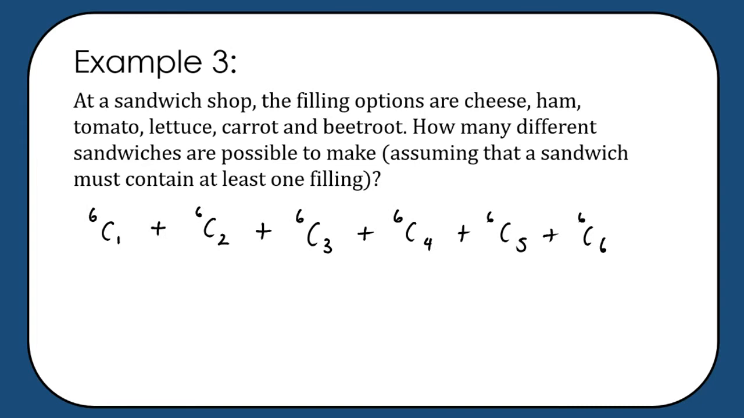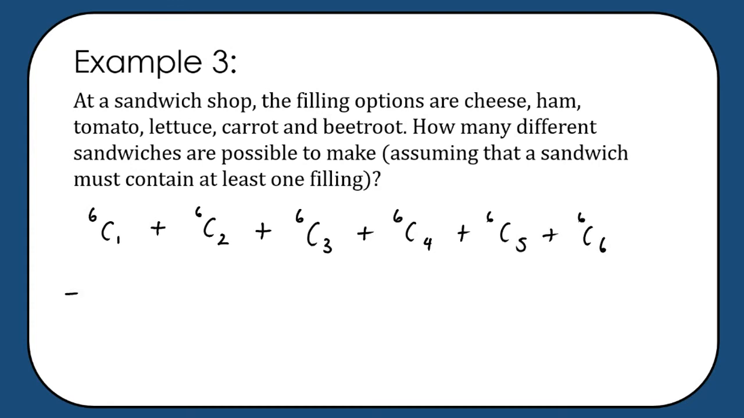So we know that this is a selection because the order that the fillings go into the sandwich doesn't matter. It's still going to be the same sandwich. A ham and cheese sandwich is a ham and cheese sandwich, whether we put the ham in and then the cheese, or the cheese in and then the ham. So it's definitely a selection, and we can either choose 1 or 2 or 3 or 4 or 5 or 6 of the 6 available fillings. Okay, so we go to our CAS and work out these combinations.